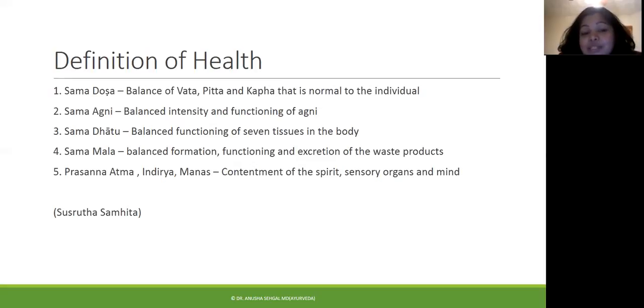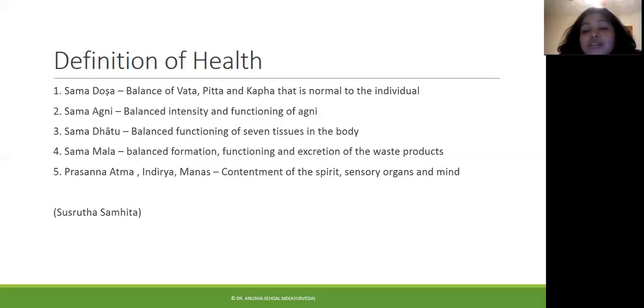So for instance, if you're a vata prakriti person, and you have pitta as your secondary dosha and kapha as your third dosha, that balance of Vata being number 1, Pitta being number 2, and Kapha being number 3, or in that particular quantity, that is their normal. So that is considered as the Samadosha for them.